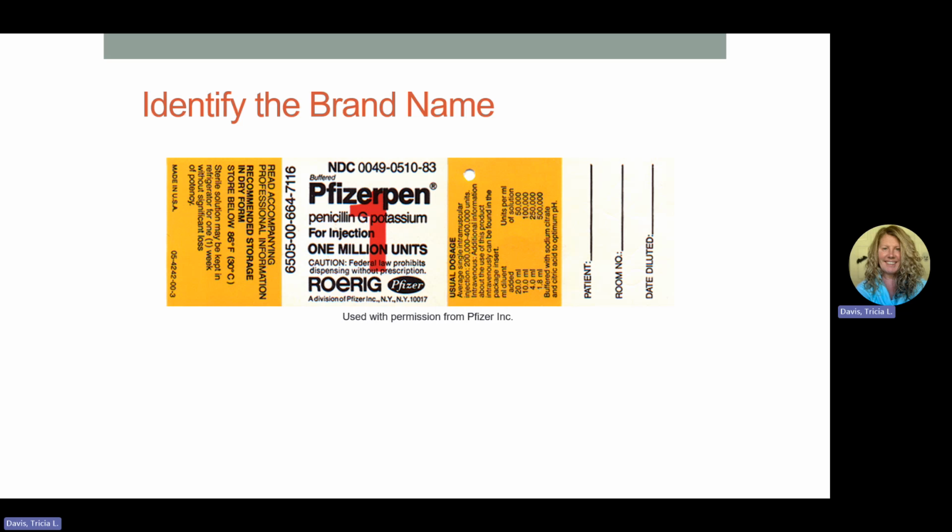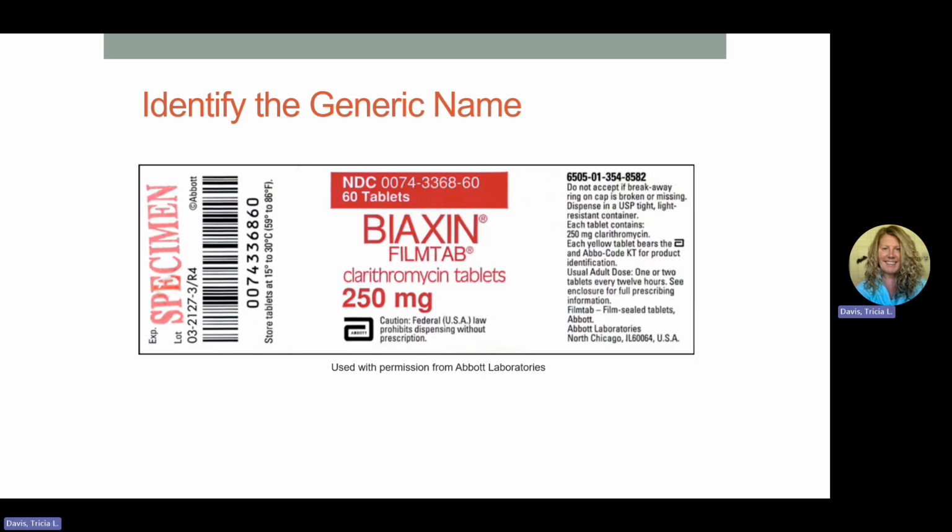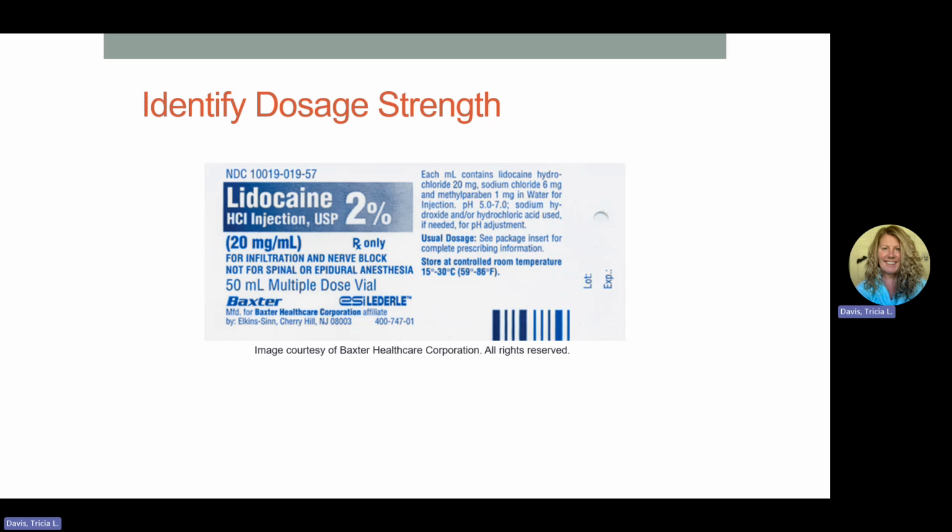Here we have Pfizerpen. Pfizerpen is going to be your brand name. Penicillin G potassium is going to be your generic. Here we have Biaxin. Biaxin is going to be your brand name. Clarithromycin is going to be your generic. And here we just have lidocaine. We don't have any type of a generic, so we only have the brand name with this medication.